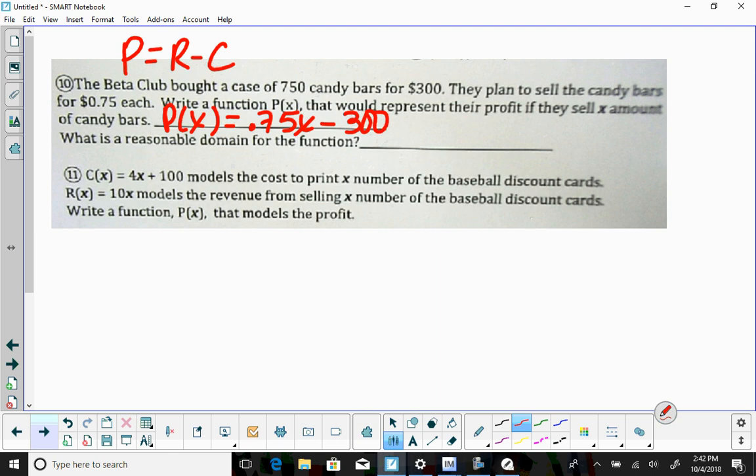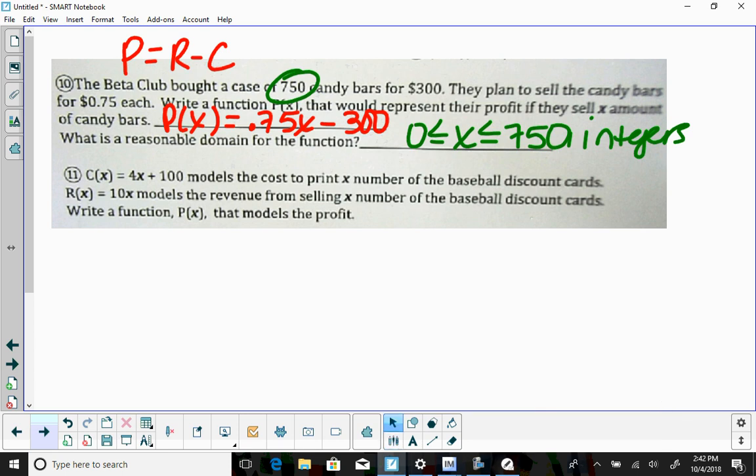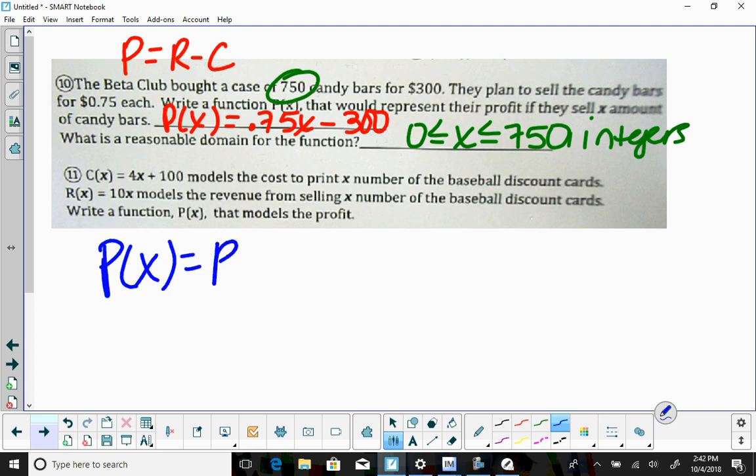Your domain is how many candy bars can you sell? And remember, that is going to be from 0 all the way up to how many you have, which is 750, and those do need to be integers. Okay, can't have half a candy bar to sell. All right, and number 11 is a regular profit. Profit equals revenue minus cost.